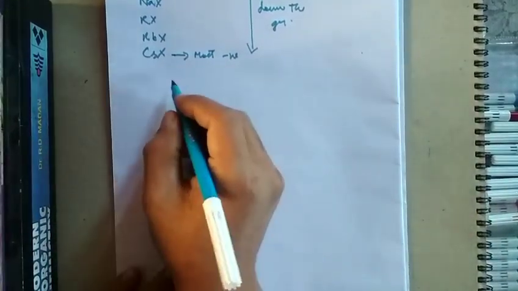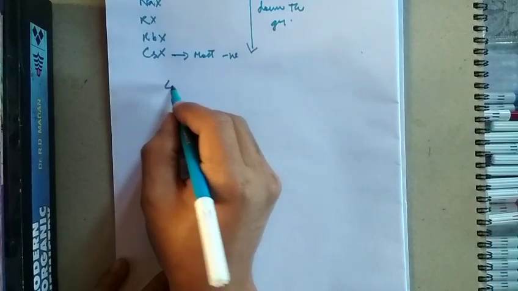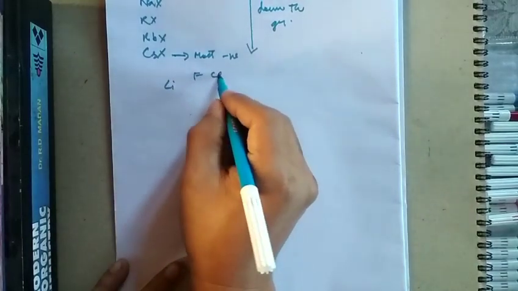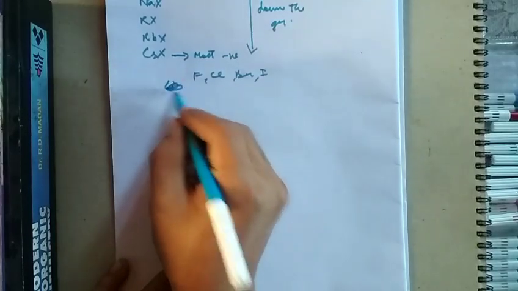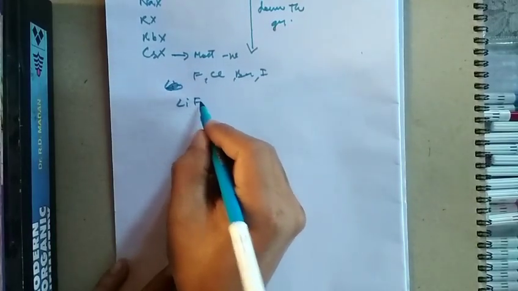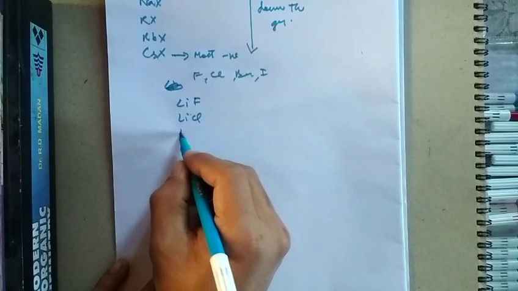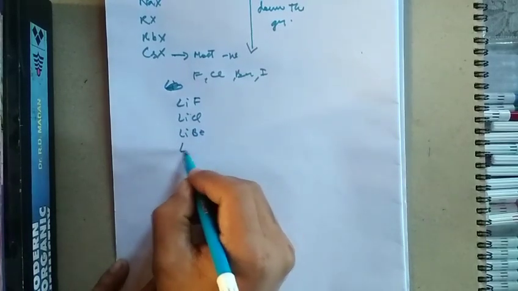Now let's check for this one, fluorine, chlorine, bromine and iodine. So LiF, LiCl, LiBr, LiI.